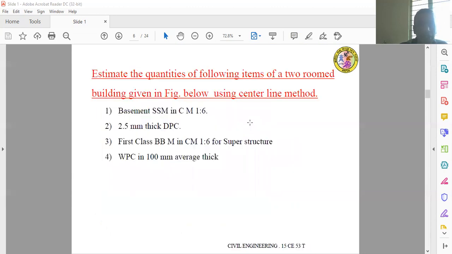In this video, how to calculate 4 items of work in a 2-room building using the central line method. First, we have to find the basement size door masonry in cement mortar 1:6. Second, 2.5 centimeter thick DPC. Third, first class burnt brick masonry in cement mortar 1:6 for superstructure. Fourth, weatherproof course 100 mm average thick in cement concrete 1:2:4. These 4 items are calculated using the central line method. Both the quantities as well as the cost of construction of these 4 items are calculated.